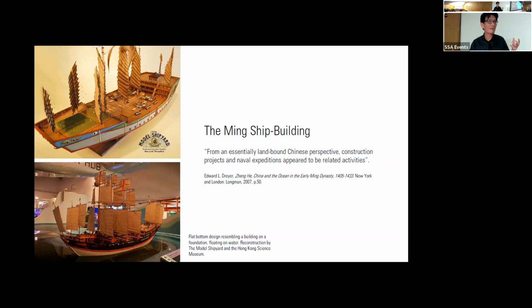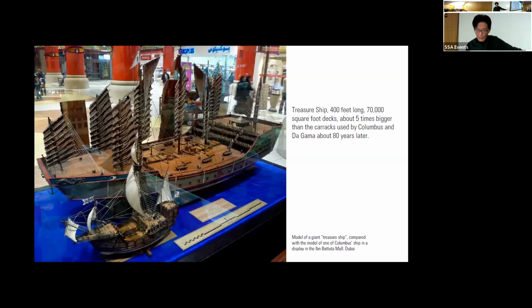There are a lot of reconstructions of Zheng He's ships, but again, because of the destruction of the documents, we don't really have any evidence of how they looked. This is one that's in Dubai, and it shows the size. This is the Columbus carrack, and behind it is the nine-sailed Chinese ship, the largest Chinese ship that went to the Indian Ocean. Again, I think they're flat-bottomed, really like floating pontoons, so very effective.